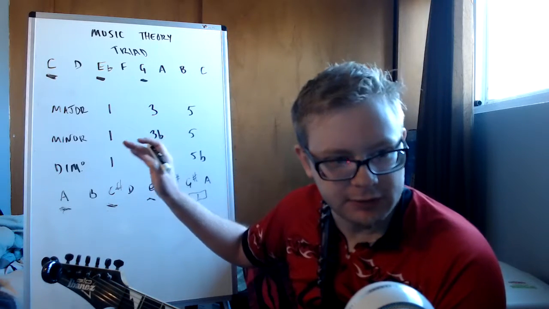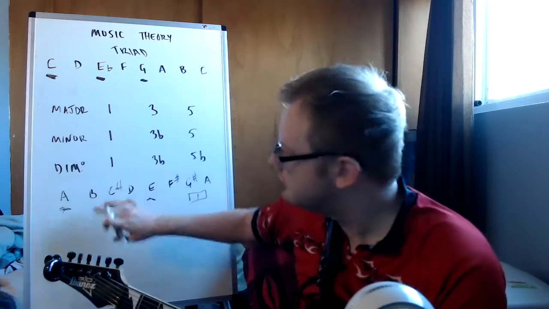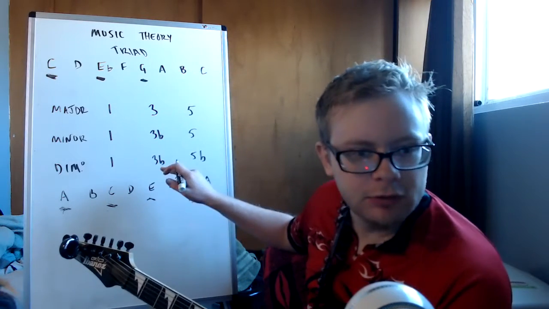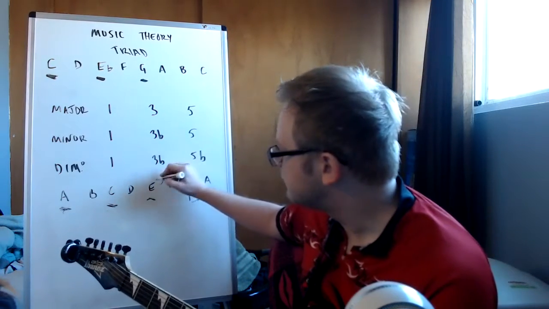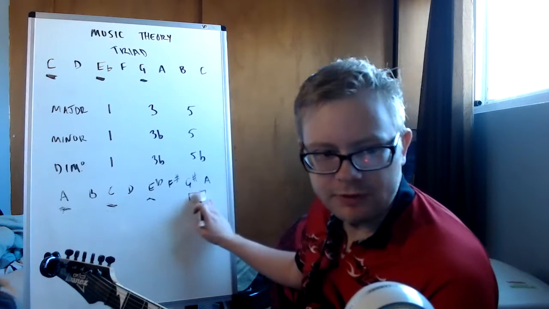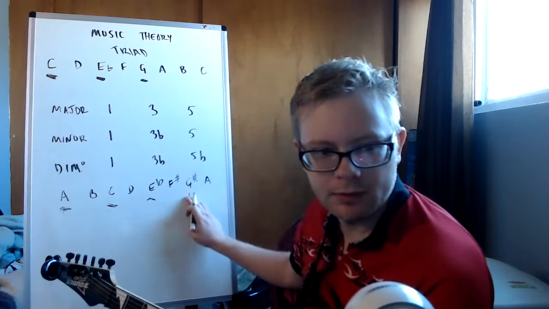If we want to make the minor chord, we have to remove this sharp. And if we want to make it a diminished chord, we actually have to flatten the 5th here. Okay? And that gives us the 3 different chords that we have. All right?